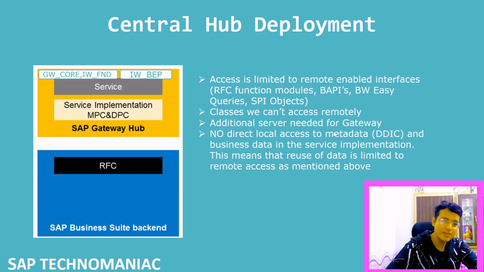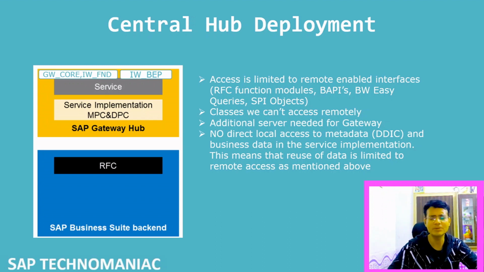Additional servers are needed for gateway, and there is no direct local access to metadata. Metadata means DDIC objects and business data in the service implementation. This means that reuse of data is limited to remote access as mentioned above. So we can't reuse a lot of data here. We have to create things separately here and metadata separately here to consume those particular RFCs. Obviously, if you're consuming the RFC here, those kind of metadata should be available. DDIC structures should be available to store those data and all. We have to create them separately. That is again a disadvantage.